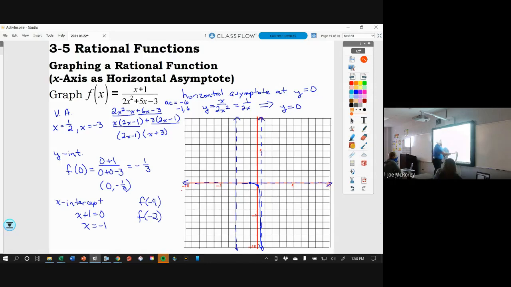I need a point greater than 1/2. Let's go with 1. If I can get those 3 points, it's going to give me a great idea of what this graph is doing.